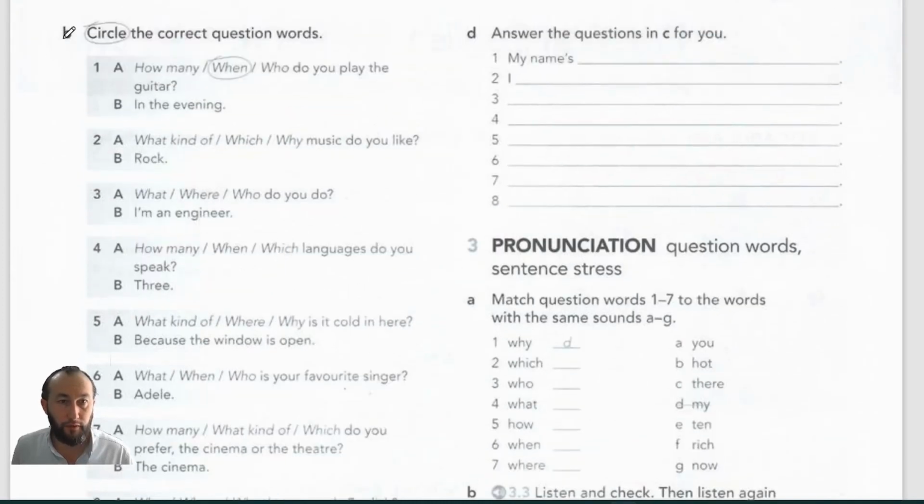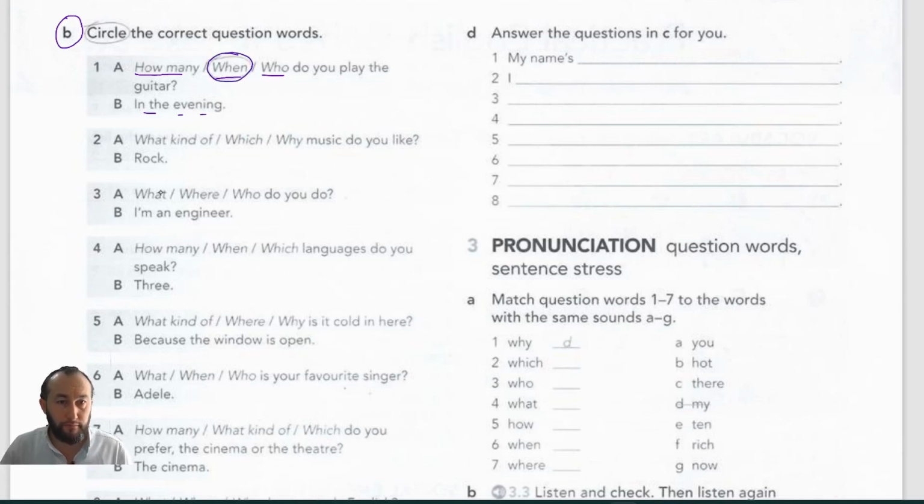All right, now we're going to do exercise B. Next page, exercise B. Circle the correct question words. Okay, we're going to do that. So how many, when, who. So we've got three options. Look, how many, when, and who. Do you play the guitar? In the evening. So it's about the time, guys, yeah? In the evening, so we're going to go for when.